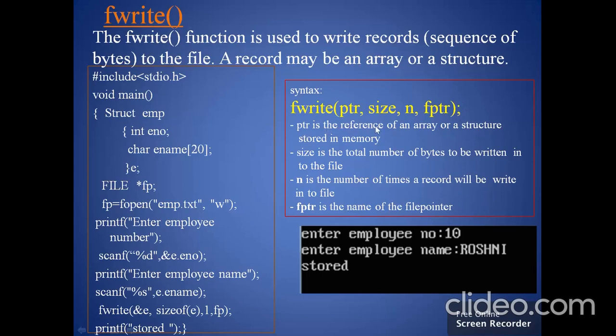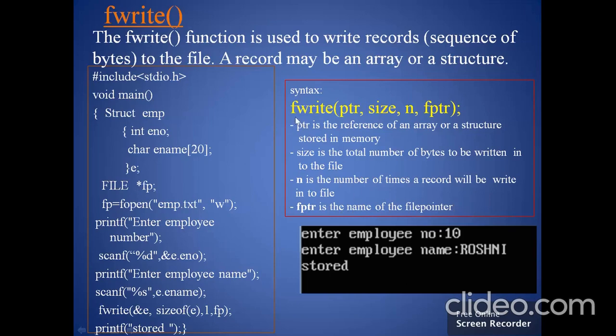Here ptr is the reference of an array or a structure stored in the memory. Actually, this ptr will give the address of the memory location where the array or structure is stored. Then next we will have size. Size is the total number of bytes to be written into the file. Then next one is n. n is the number of times a record will be written into a file. The last one is fptr. fptr will give the name of the file pointer.